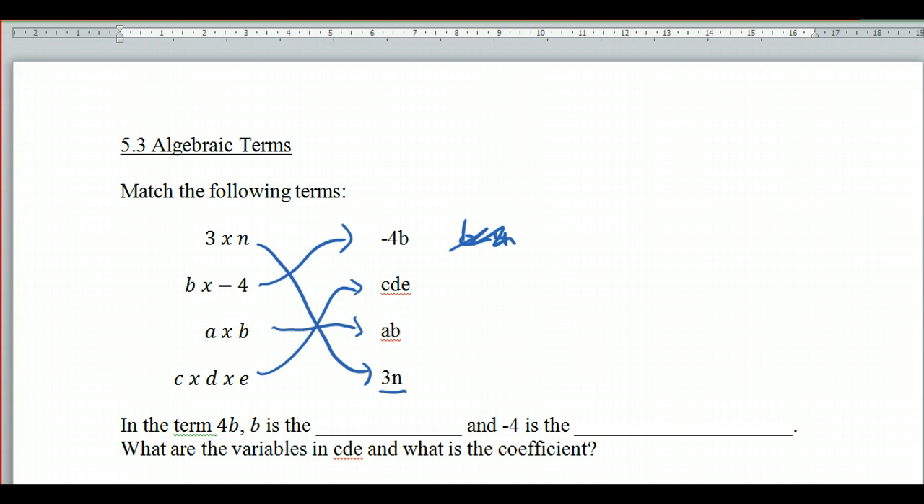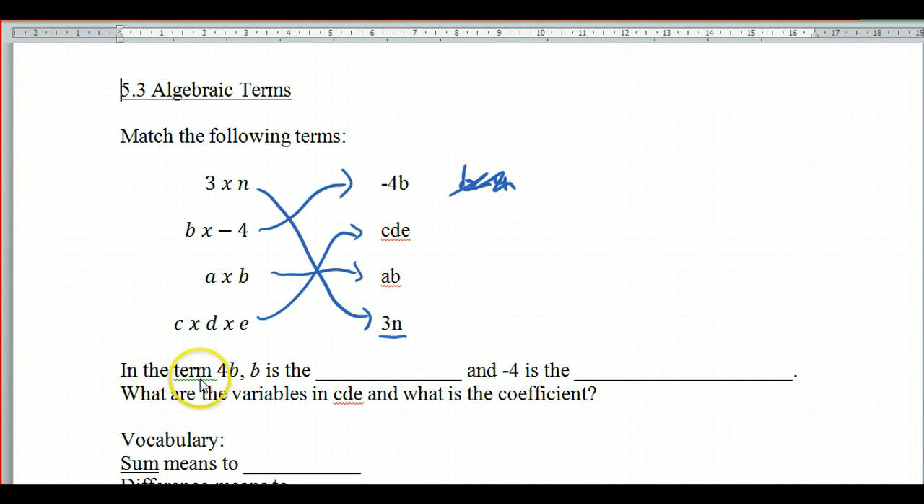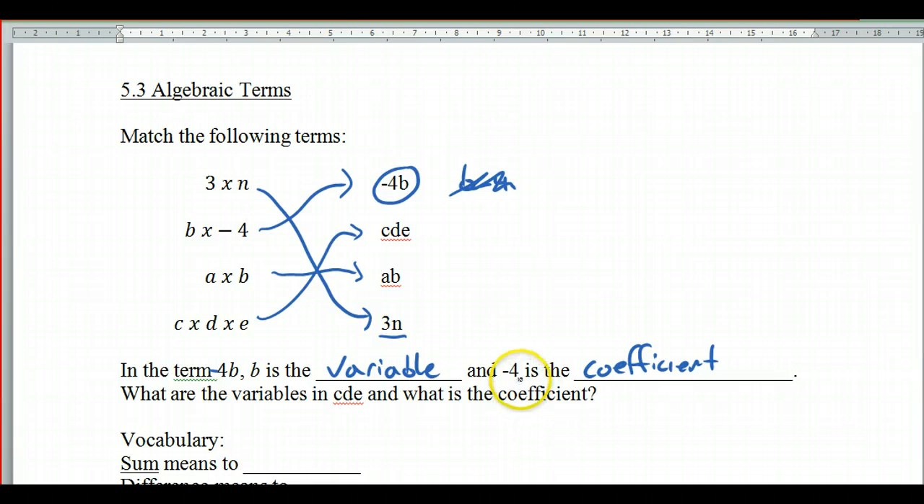Okay, now let's look at the next question here. So in the term negative 4b, so that's that one over here. The b is the variable, and the negative 4 is the coefficient. Okay, so that is the math term that we use for the number that's in front of the variable. So the negative 4 again is the coefficient.